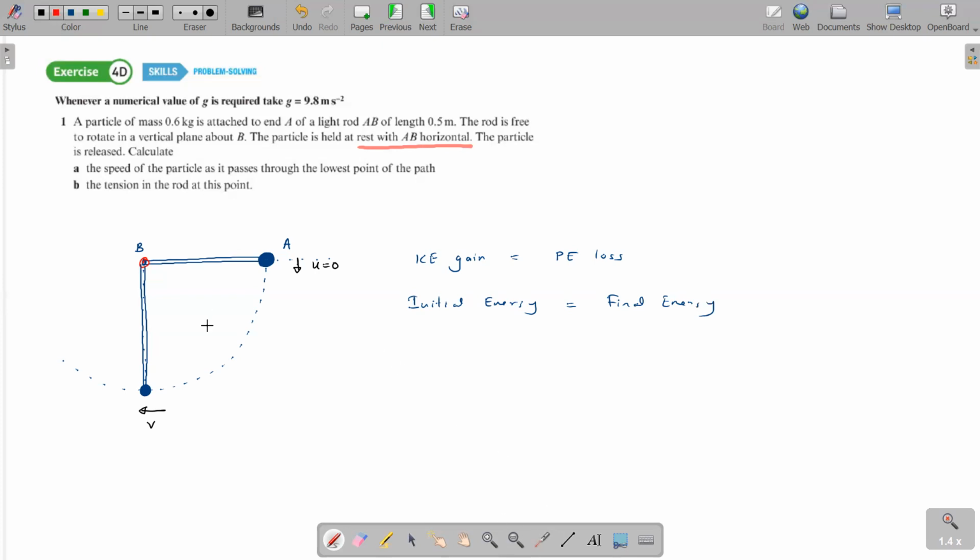So if you're using initial energy final, you need to set a GP 0 level. As you can see, I set the lowest point as the GP 0 level. So when the height is measured above the GP 0 level, you have a GPE. At point A, there is no kinetic energy, but we have potential energy.